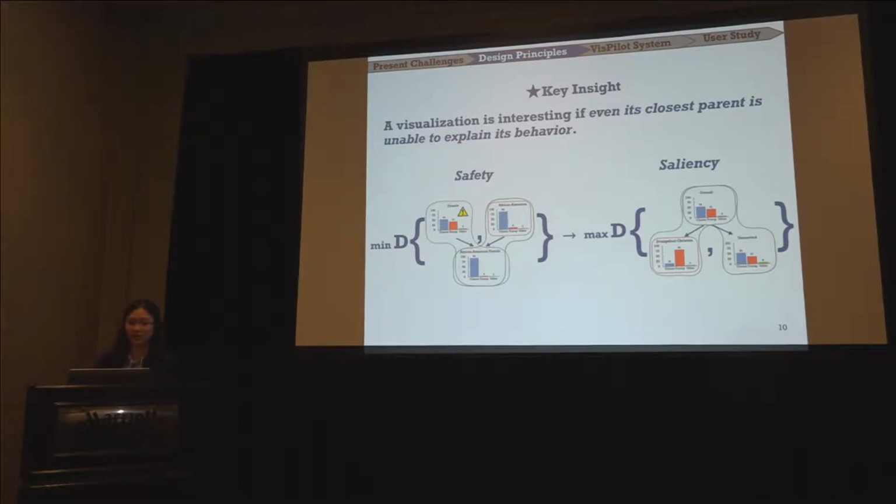Combining these two objectives, we want to select the visualizations with maximal deviation from its closest parents. In other words, this is the parent with the minimal distance to its child. And the intuition behind this, the min-max form of this overall utility, is that a visualization is interesting if even its closest parent is unable to predict its behavior.